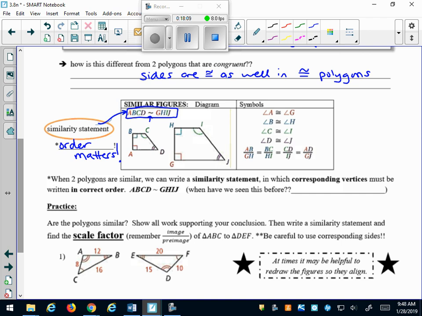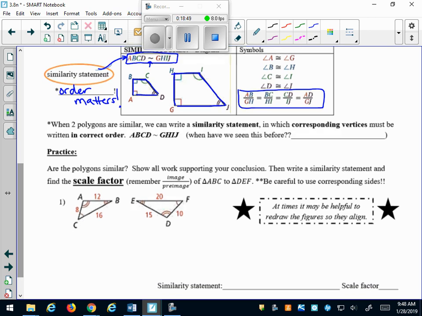So we have A is congruent to G because they correspond. B is congruent to H. Like we said, all of the corresponding angles are congruent. This is what's a little different from when we did congruent polygons, right? Now they're showing us the ratios. They're saying side AB and side GH correspond with each other, and they're in the same ratio as BC and HI. And they're in the same ratio as CD and IJ and AD and GJ, right? So you can figure out what the ratio is and check if they're the same to determine if things are similar.